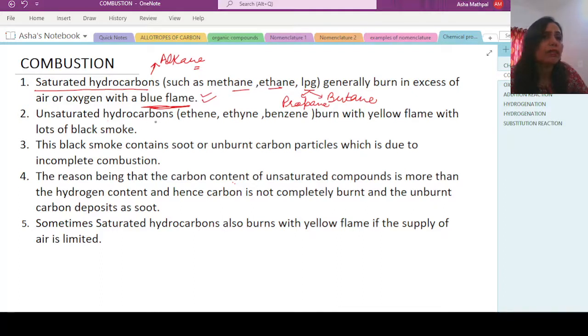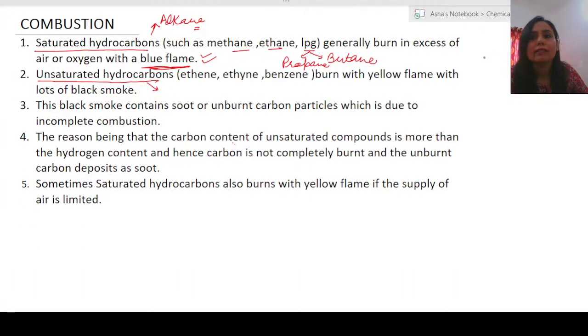But whenever the unsaturated hydrocarbons are burnt, now the unsaturated hydrocarbons are alkenes and alkynes. Like here examples are written: ethene, ethyne or benzene. They always burn with a yellow flame. They do not show blue flame, with lots of black smoke.